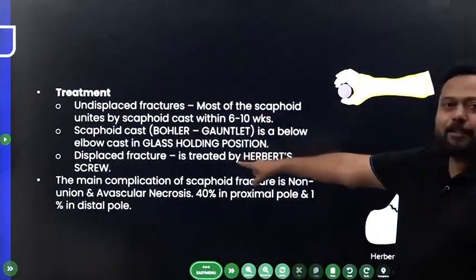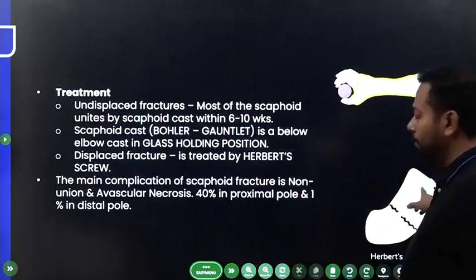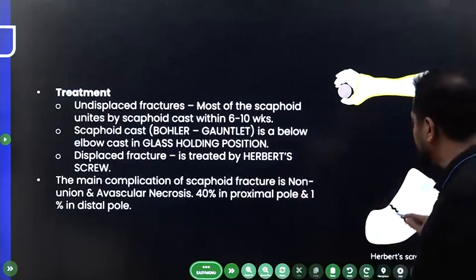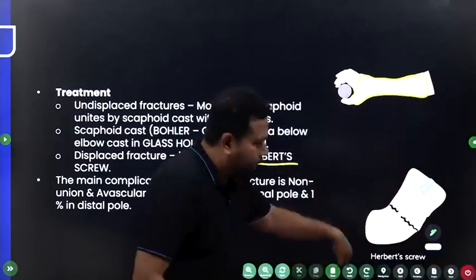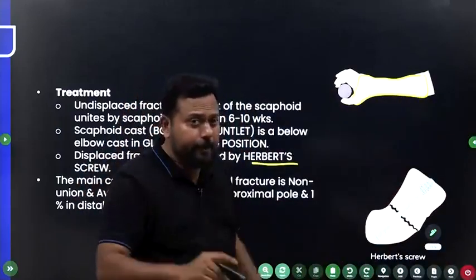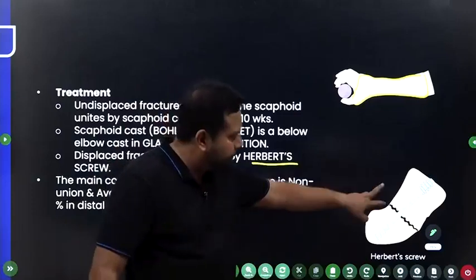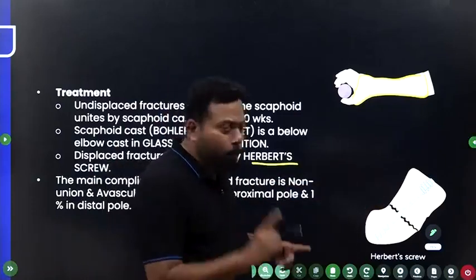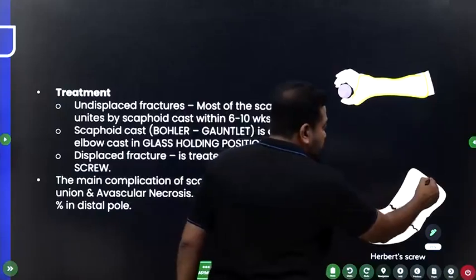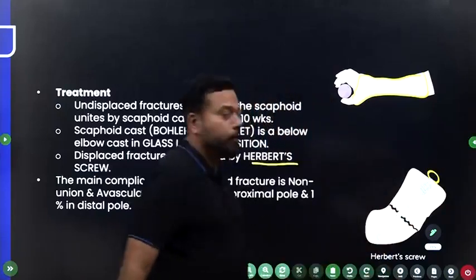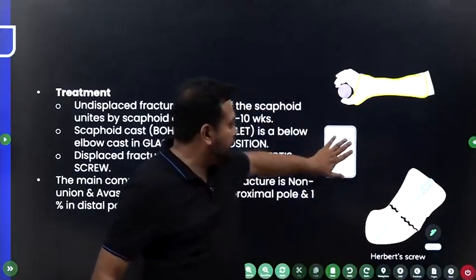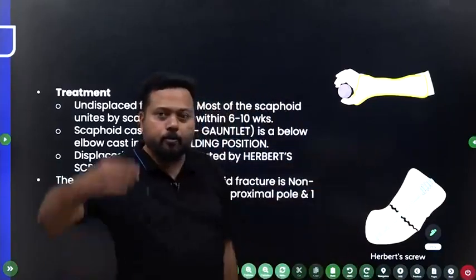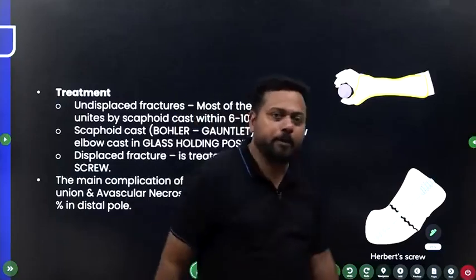If it's a displaced fracture, you should do open reduction internal fixation with what is called a Herbert screw. The peculiarity of the Herbert screw, I already told in the main class, I had explained it in a detailed fashion. When you see a Herbert screw, one part is missing. You are not seeing the head. So the Herbert screw is a headless screw. That means the screw gets buried inside the bone. That's the treatment of choice.